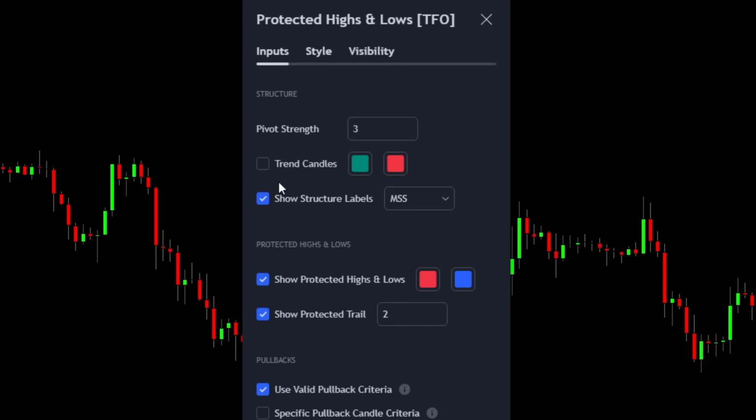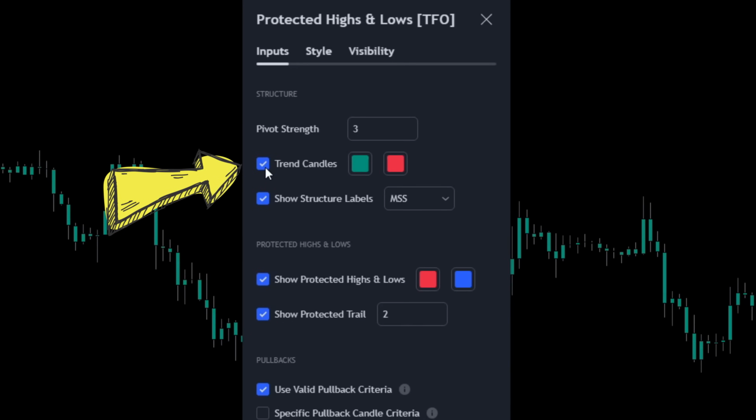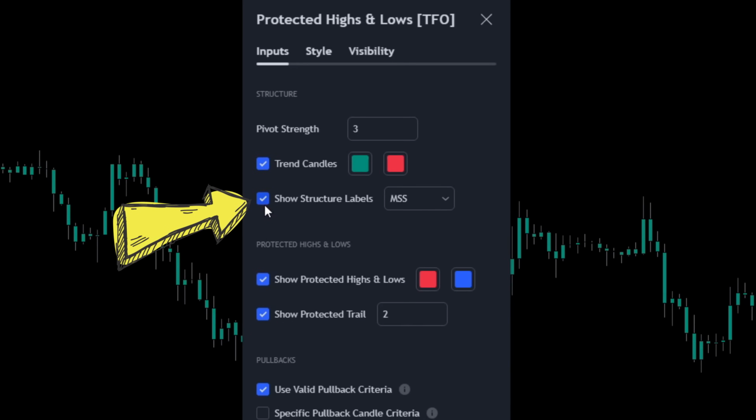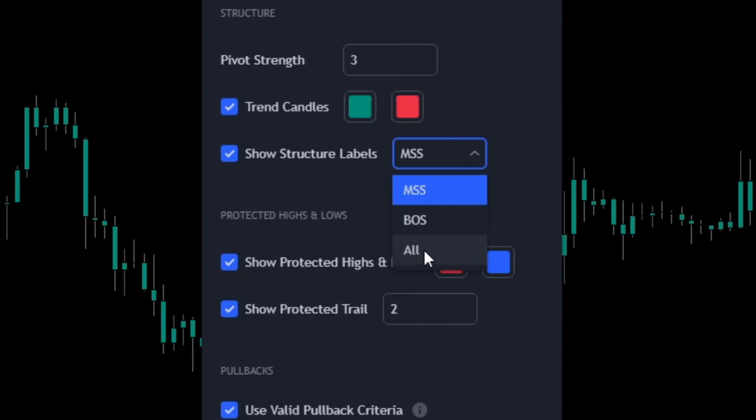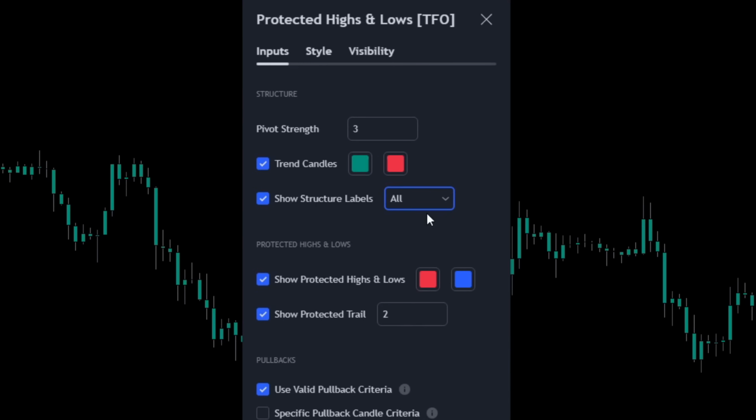As for the next setting, that is called trend channels, what we do want to do here is that we want to make sure that we have this one checked. This one will simply make the chart more visually appealing. For the show structure label setting, you want to make sure that you have this setting checked, and you also want to go down here and make sure that you choose all on this setting. As you can see, we have something called MSS and we have something called BOS, and later on in this video I will talk about exactly what they mean, but for now you want to make sure to choose all here. This will basically make the indicator display all signals.